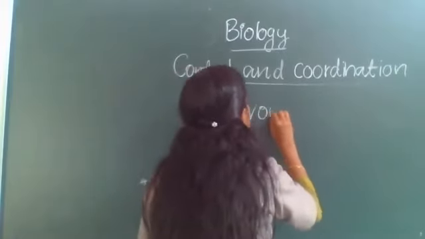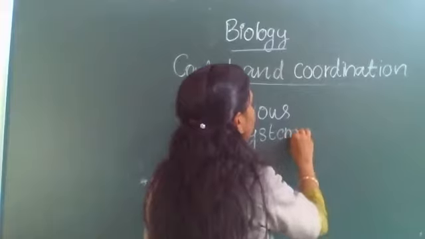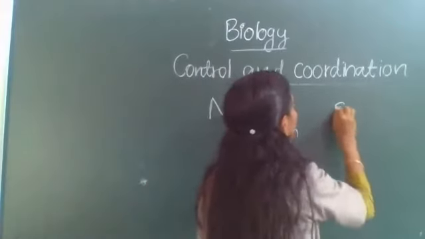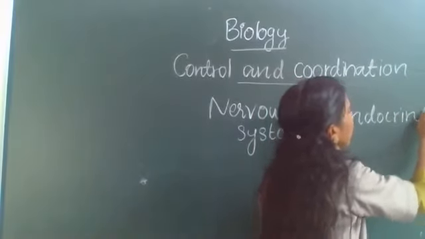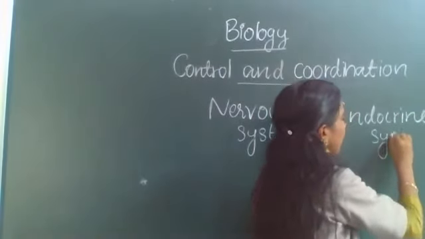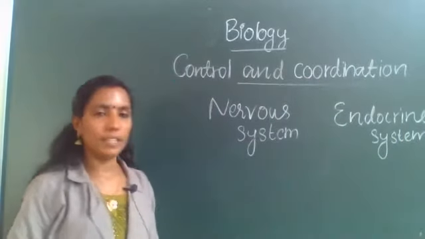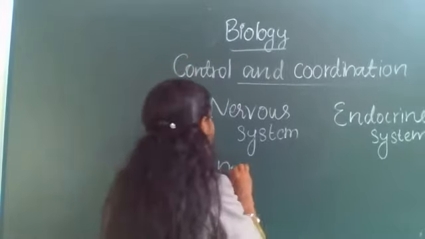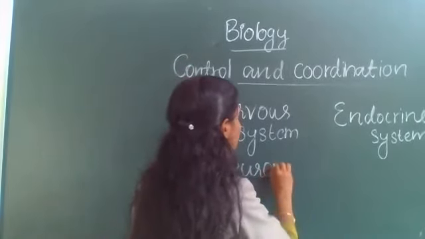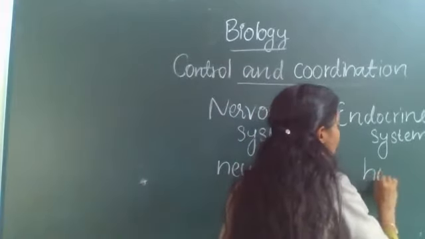Nervous system and the endocrine system. So in the nervous system we are learning about the nerves, otherwise the neurons, and in the endocrine system we are learning about the hormones.